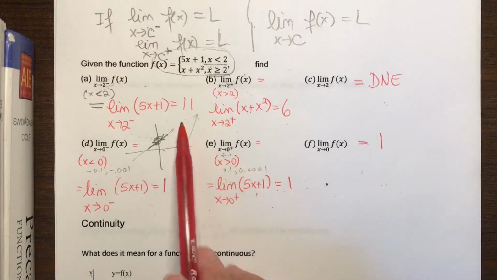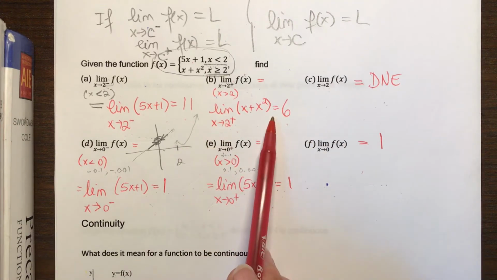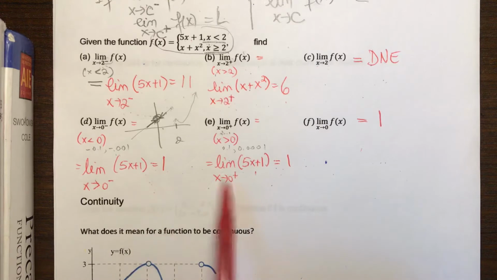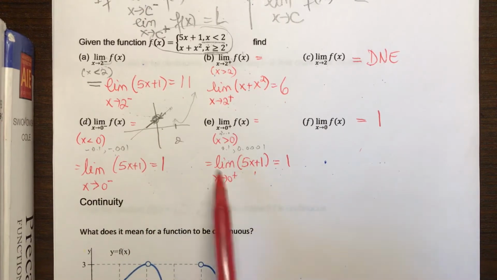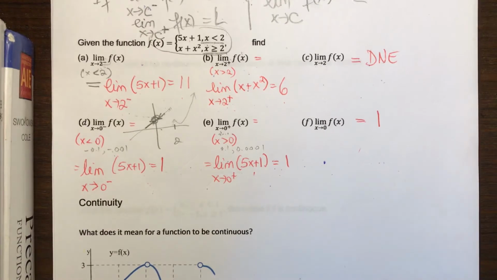So I can tell for sure there's a gap in the graph when x is 2. I can tell for sure that at 0 the graph goes right nicely through, and it goes through a y of 1, by the way.